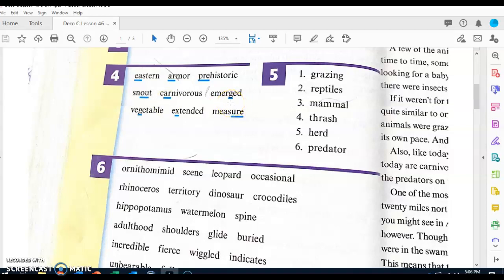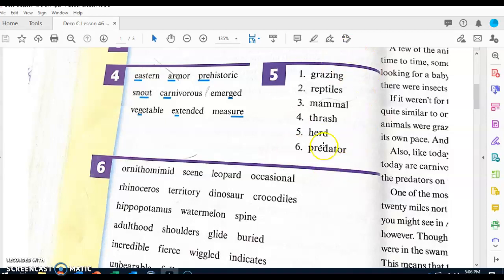Next word. What's the underlined part? J. What word? Emerged. Next word. What's the underlined part? J. What word? Vegetable. Next word. What's the underlined part? X. What word? Extended. Next word. What's the underlined part? What word? Measure.